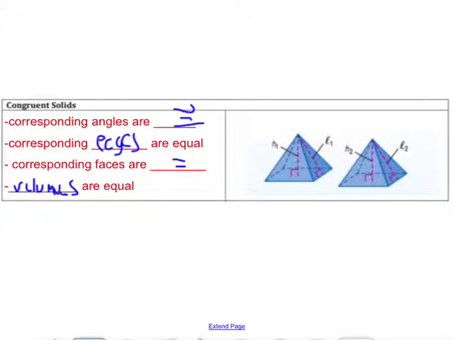Let's take a look at congruent. So congruent solids are only congruent if their corresponding angles are congruent, so any angles of the base or whatever, they all need to be congruent. Corresponding edges are equal. They need to have the same height. They need to have the same radius. They need to have the same base length. Corresponding faces are congruent. The area of each of the faces, the lateral area, the surface area, all of that has to be congruent. And likewise, their volumes have to be equal. So jot down something from that will help you to know when solids are congruent.